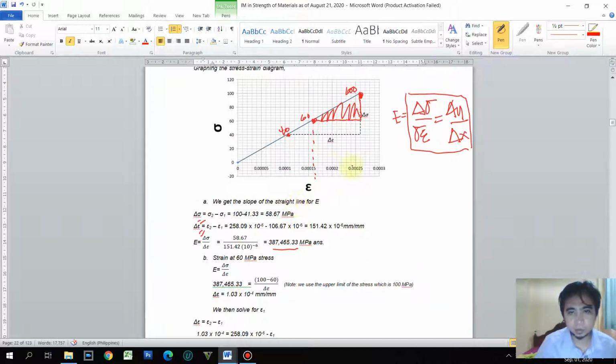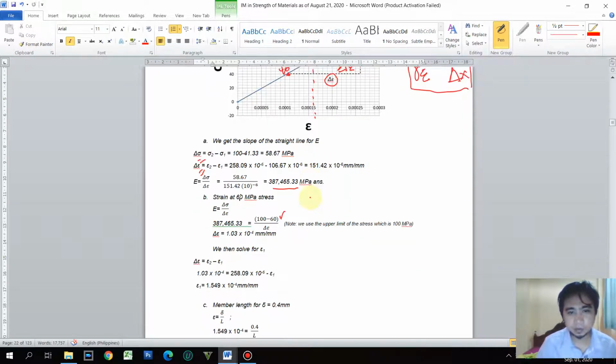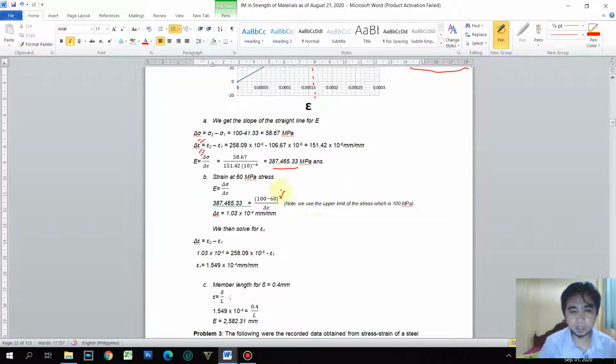So what is its delta sigma? Delta sigma is simply the y here, 100 minus 60. So this is it, 100 minus 60. And of course, delta E on that delta sigma, or delta epsilon, at this triangle. Okay, so out of that, delta epsilon or the change in the strain is equal to 1.03 times 10 raised to negative 4.